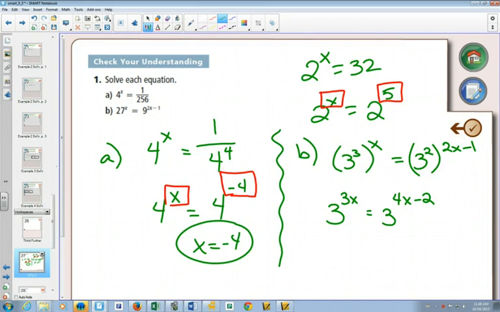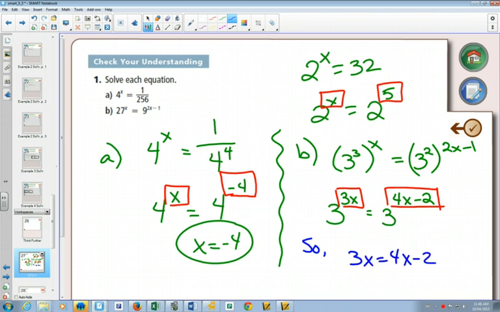Now that we've written both sides as bases of 3, by observation, this 3x has to equal this 4x minus 2. Sometimes when I do something without a mathematical step to both sides, because we haven't learned how to just ignore the 3's, I'll write a word like so. 3x has to equal 4x minus 2. Move the 2 over to this side, move the 3x over to that side, and voila, x has to equal 2.